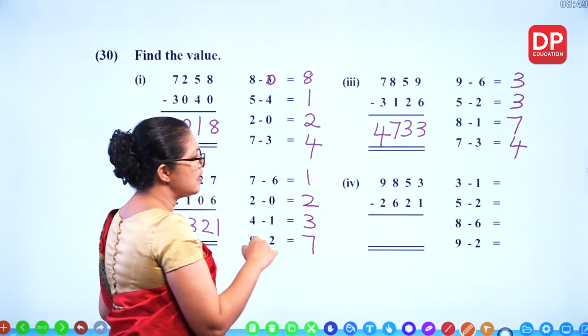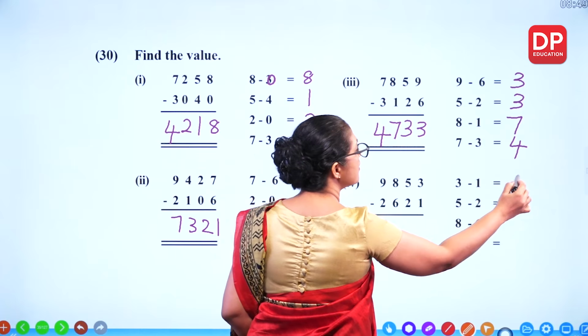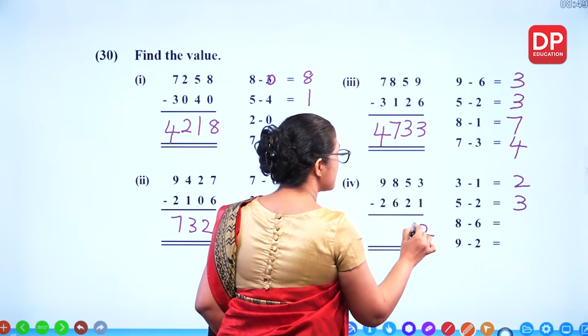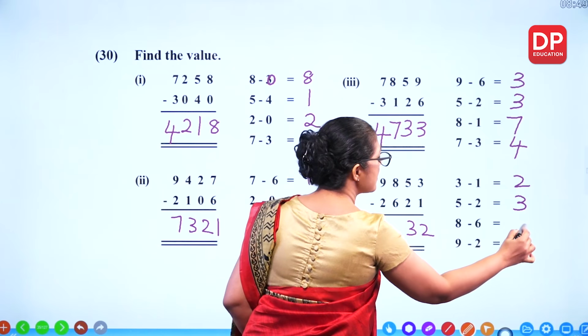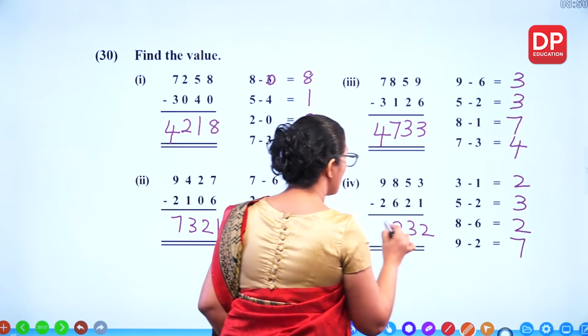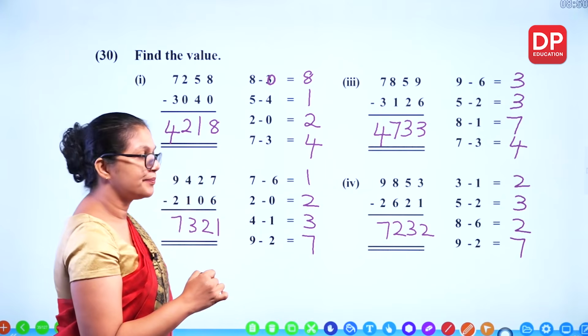In this question, 3 minus 1, that's 2. 5 minus 2, you get 3 here. 8 minus 6, 2 there. 9 minus 2, that's 7.